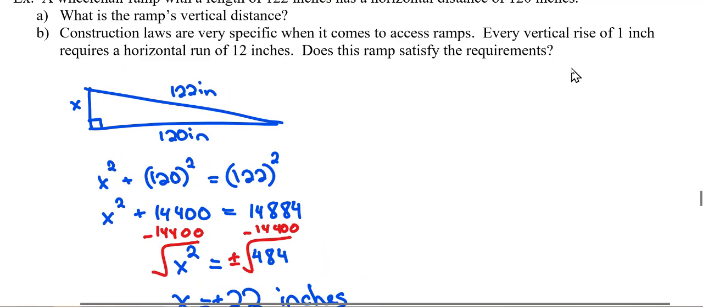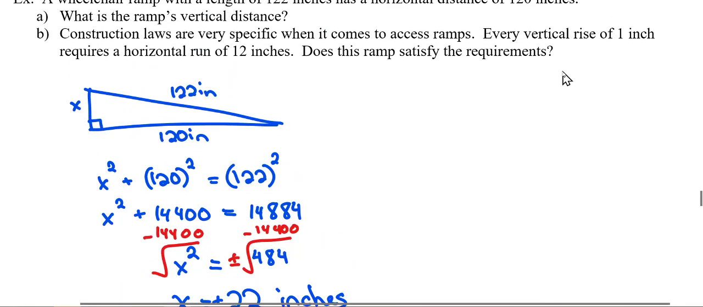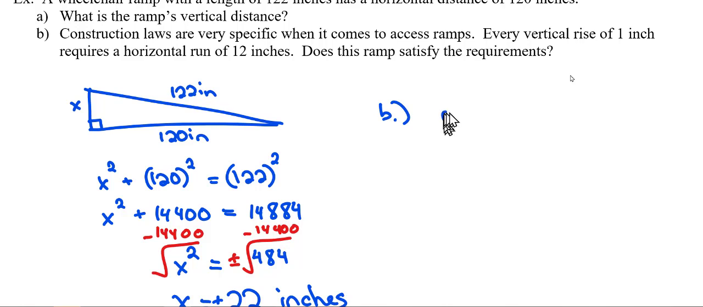All right. So that's our answer to part A. That's that vertical distance, the vertical rise. That's the x. That's actually what this question was looking for, what we called x. Now, part B says construction laws are very specific when it comes to access ramps. Each vertical rise of 1 inch requires a horizontal run of 12 inches. So my rise over run needs to be 1 inch over 12 inches. Does this ramp satisfy that requirement?